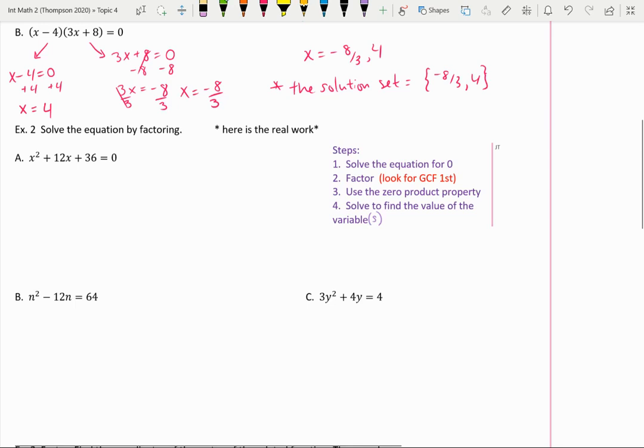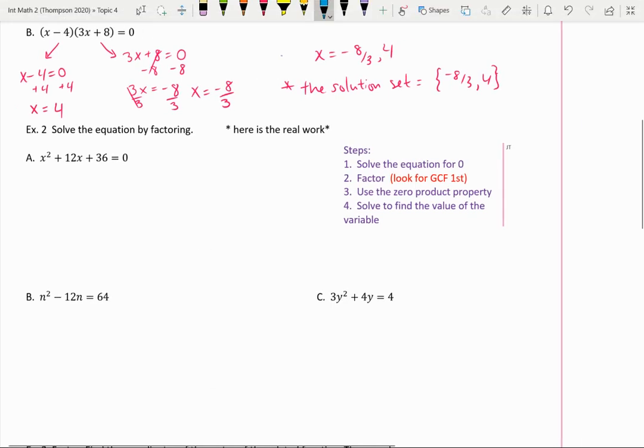Okay. Here we go. Step 1. Solve the equation for 0. So for A, it's already equal to 0. So I don't have to do step 1. Step 2 is to factor. So I'm going to take this expression, right? I'm going to take half of the equation, this part, and I'm going to factor it.